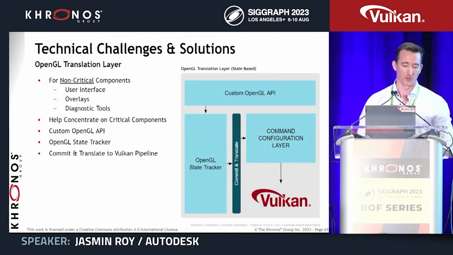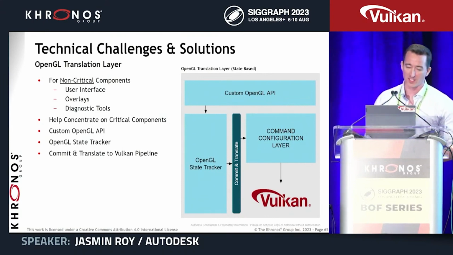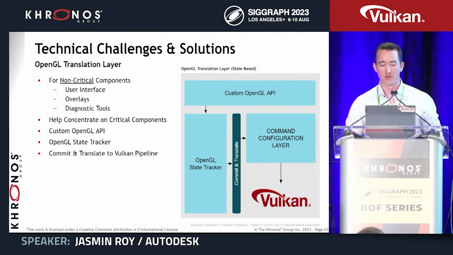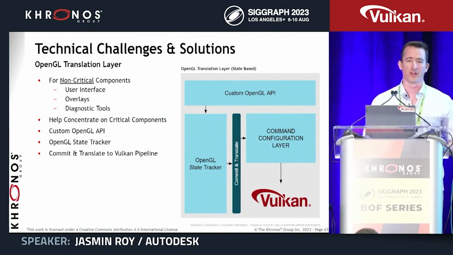And finally, another technical challenge we had, the fact that in this project we had so many components in Flame that we had to convert to Vulkan. So we wanted to concentrate on the more critical aspects of Flame, right? Everything that affects render quality, performance. And we didn't want to waste too much time with UI, overlays, and diagnostic tools.